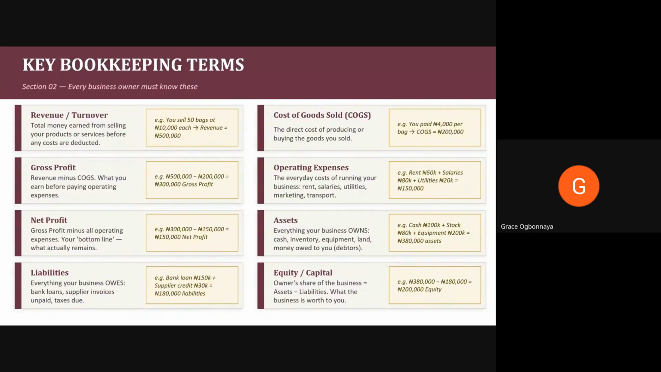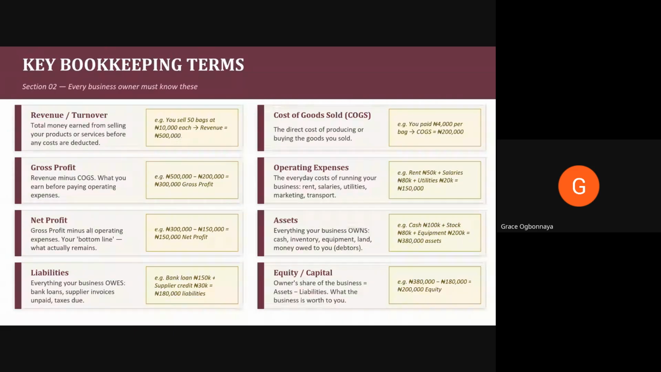Another term that we need to know as business people is liabilities. Everything your business owes, O-W-E, anything that your business owes, maybe a loan that you take from a friend or from a bank, maybe you bought a raw material on credit, you have tax that you have not paid, those are your liabilities. You are owing people. So when the business is owing people, that is called liabilities.